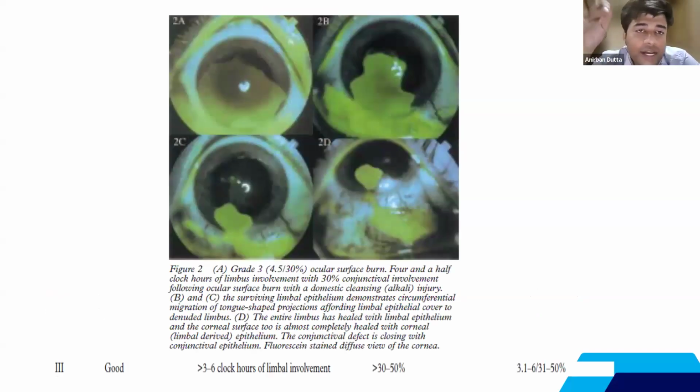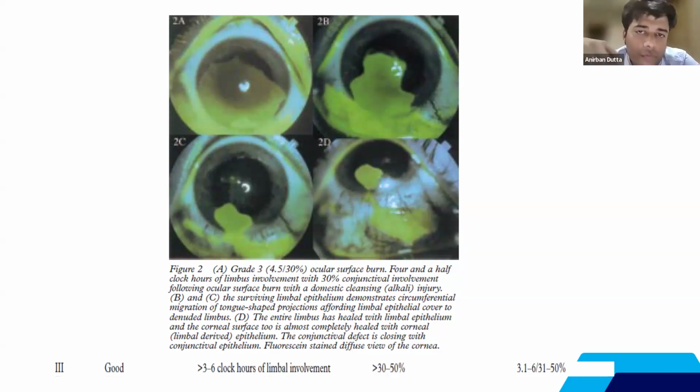Now, when you come to, suppose, a grade 3 Dua's, for example, you will see that here the fluorescein is staining the cornea, the limbus, as well as the conjunctiva. So now, since the limbus and the conjunctiva are both involved, you are ending up with a chemical injury which needs to be graded in the Dua's classification. And how do we do this? You are having roughly 4.5 clock hours of limbal involvement. So this becomes a grade 3 injury. And along with this, you are having roughly 30% of conjunctival involvement.